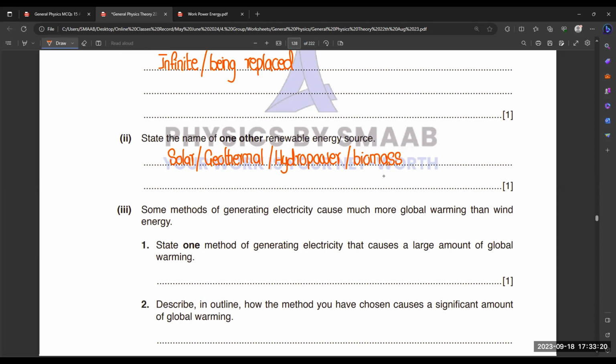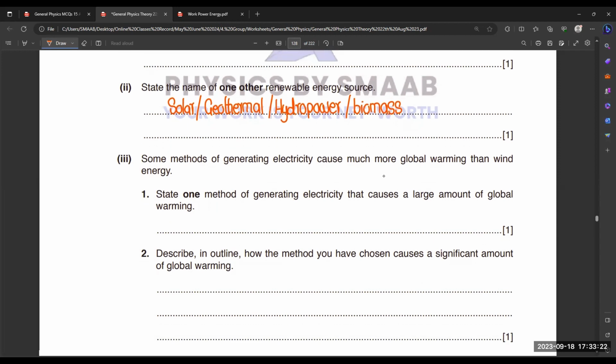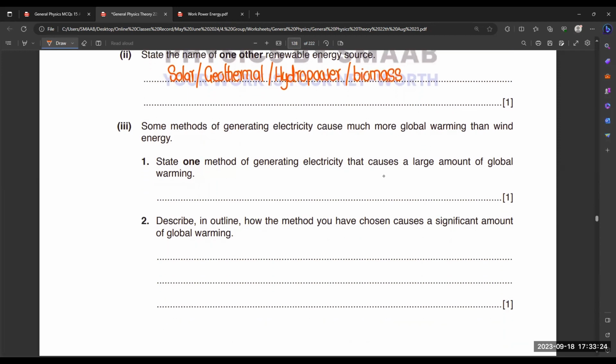Some methods of generating electricity cause much more global warming. State one method of generating electricity that causes a large amount of global warming. You just mentioned something in the answer. Can you repeat it again?